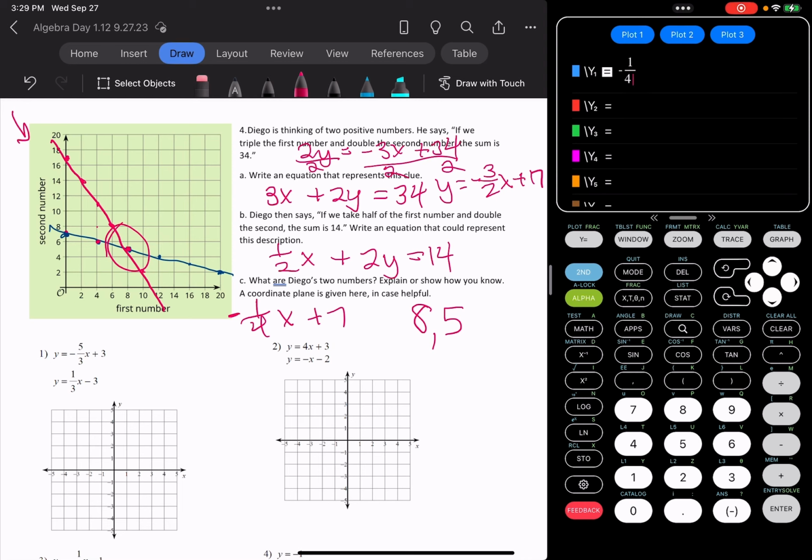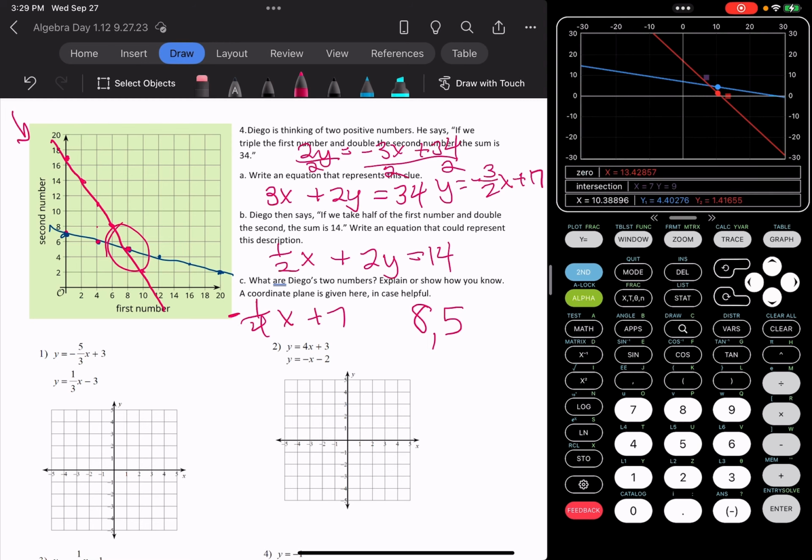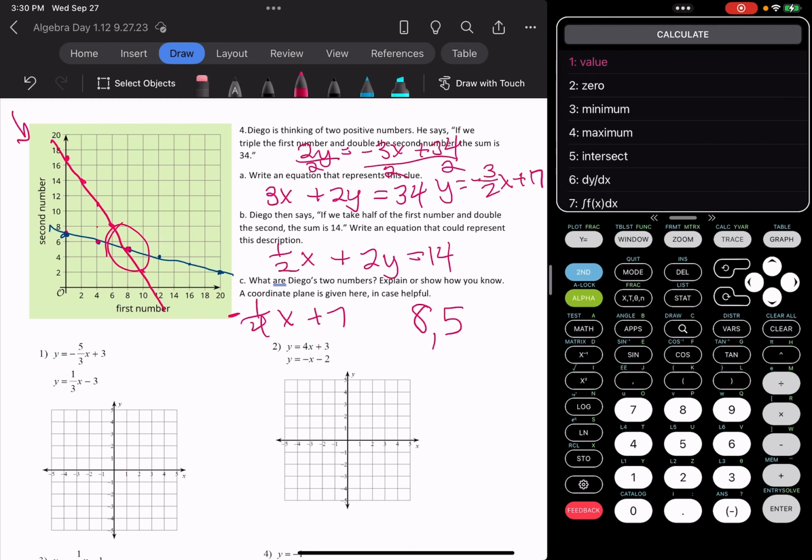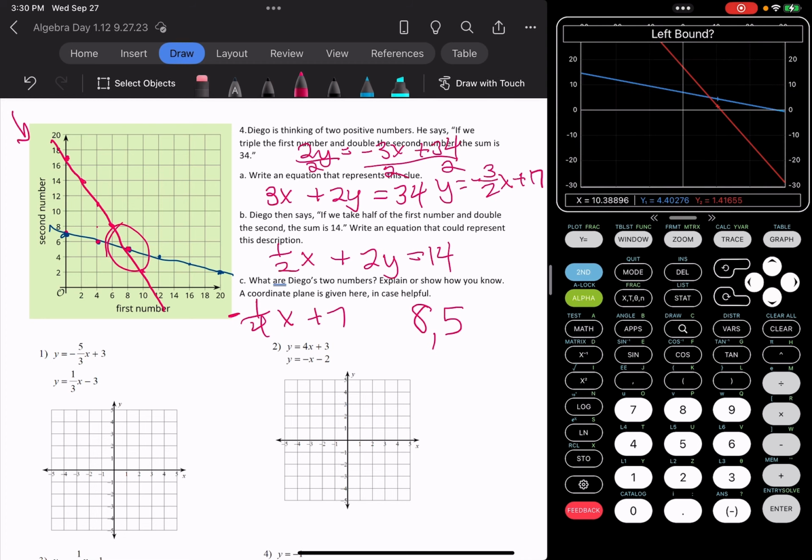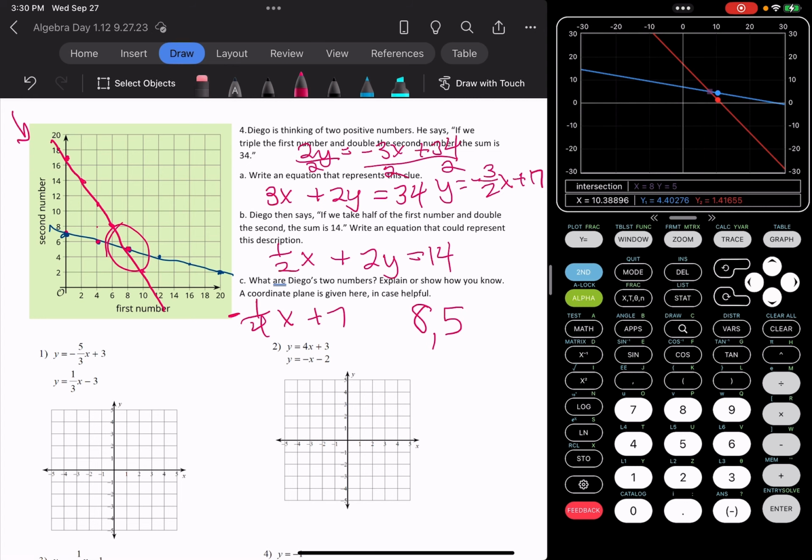1 over 4x plus 7 is one of our equations, and then negative alpha y equals, set up our fraction. We have 3 over 2x plus 17, graphing it. All right, now we're going to do second calc. I'm going to calculate my intersection here. Let's go left bound, enter, right bound, enter, and our intersection is 8, 5, so we got that correct, okay?